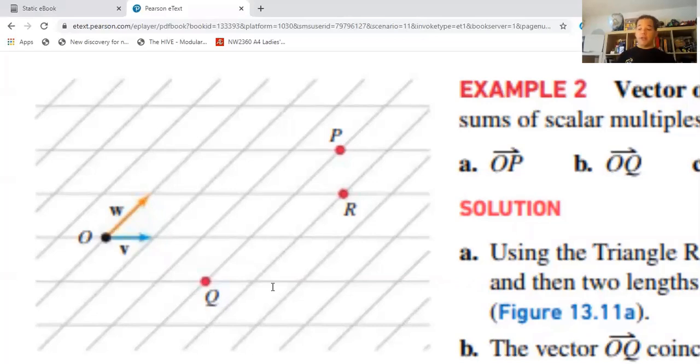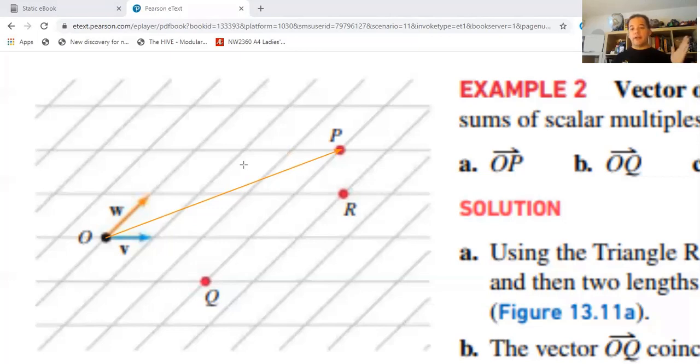And using operations of addition and subtraction, we want to find out the following other vectors, starting with OP. So what is the vector OP? Okay. So how can we represent OP? So OP, let me draw it. OP is from here to here, right? How can we represent that one as the sum of two other vectors, right?